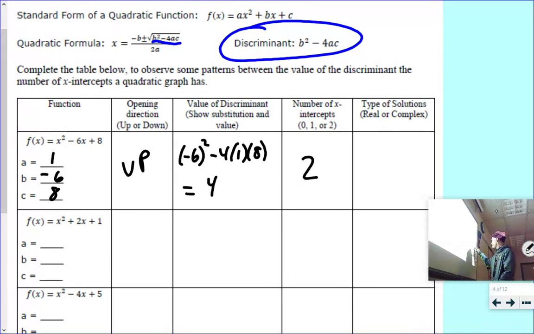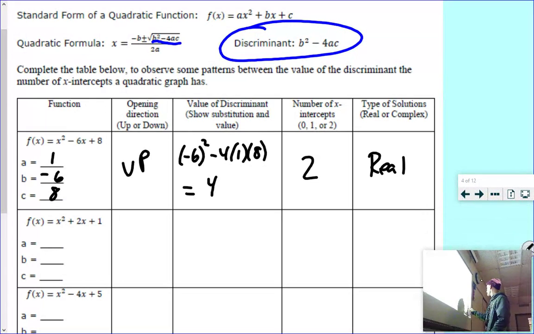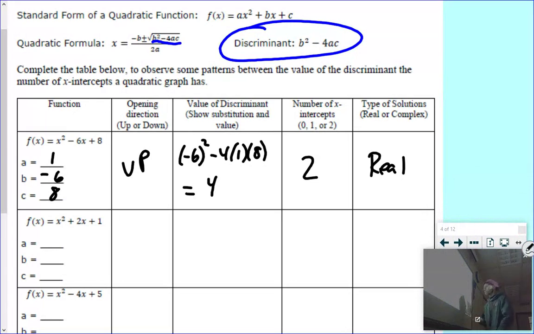We talked about this too: the x-axis represents all real numbers. So if the parabola is touching the x-axis, that means it has real solutions. We do the same thing on the next one.